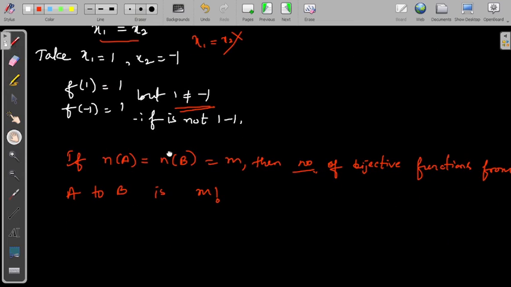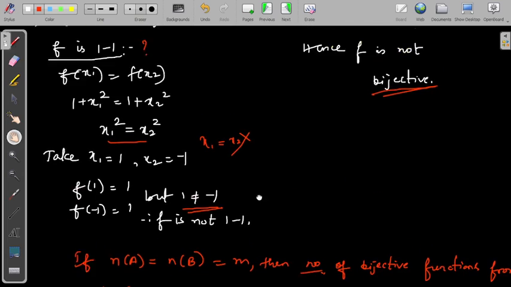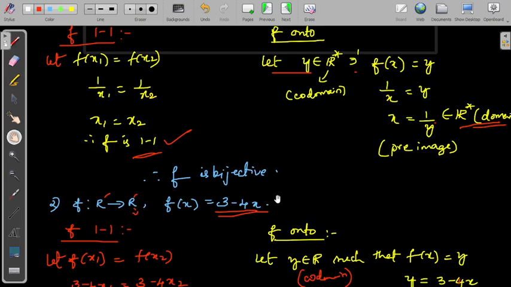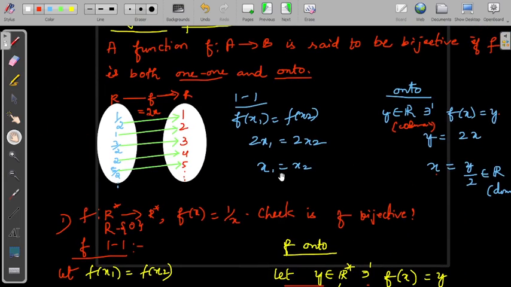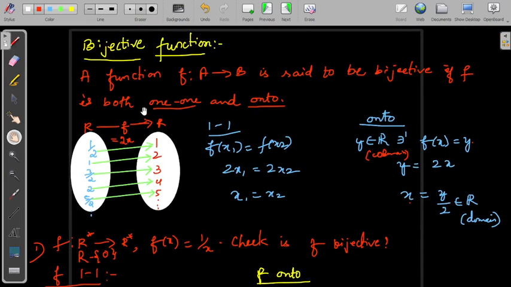Then this is the last formula. If n of A equal to n of B equal to m, the number of bijective functions from A to B is m factorial. So that is the total number of bijective functions. To have a bijection from A to B, the number of elements in A and B must be equal. A and B must be equivalent sets, then only we can have a bijection. So this is all about bijective function. The concept comes from both 1 1 and onto. If the function is both surjective and injective, in that case only the given function is called a bijective function.